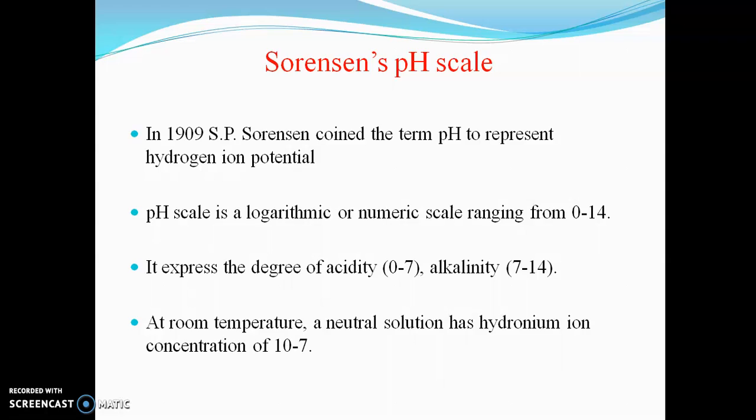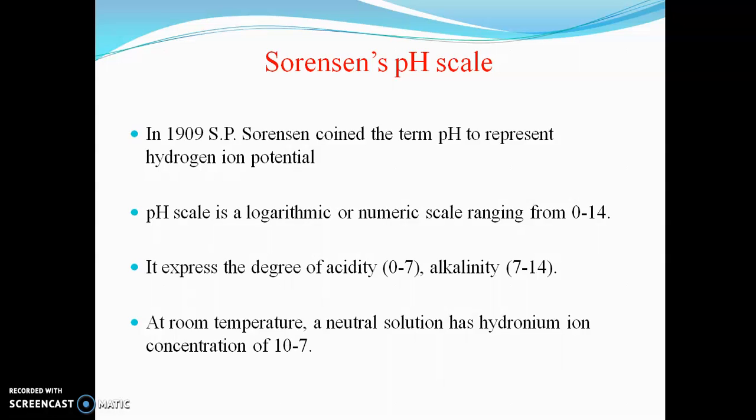The acidic solution has a higher relative number of H positive ions, while alkaline and basic solutions have a higher relative number of OH negative ions. The pH scale ranges from 0 to 14. The scale starts with a pH of 0, which indicates the solution is strongly acidic, and at the other end of the scale, pH 14 indicates the solution is strongly alkaline.